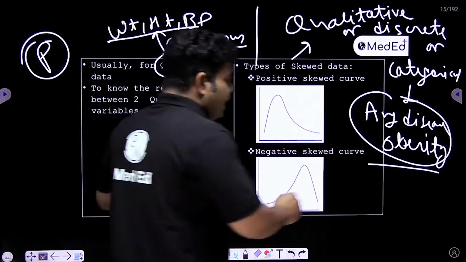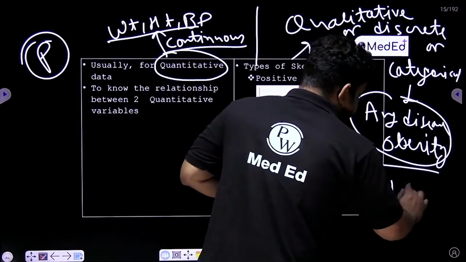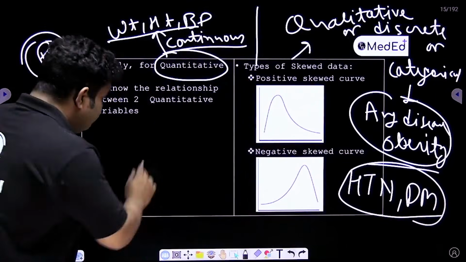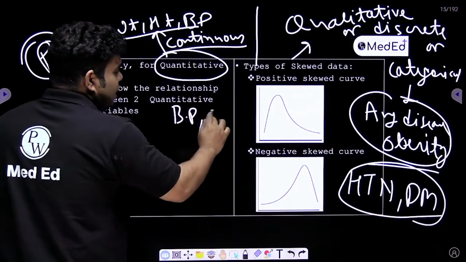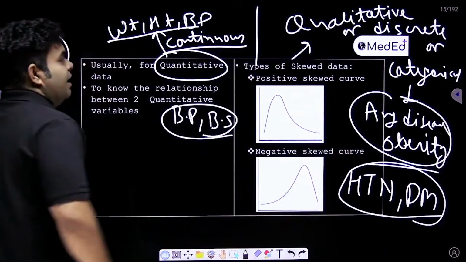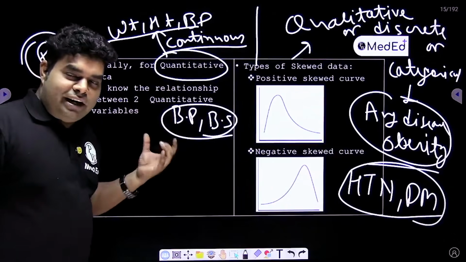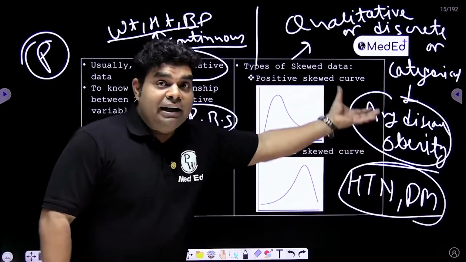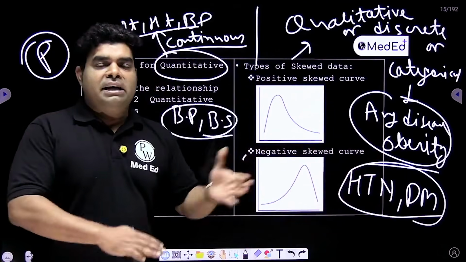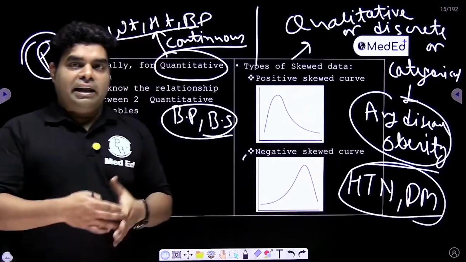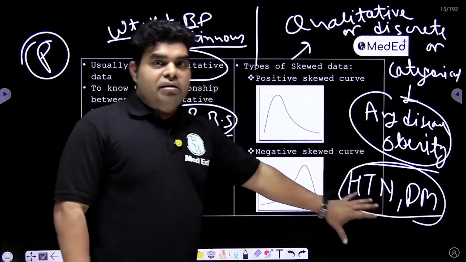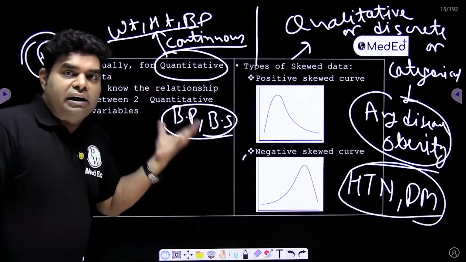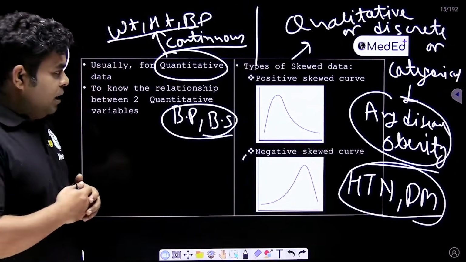For example, hypertension and diabetes mellitus are all qualitative. But the BP which we measure and the blood sugar which we measure are quantitative. BP is quantitative because we can measure it. Hypertension is categorical, qualitative, because hypertension is present, absent, or mild, moderate, severe. These are always categories. So diseases are always qualitative, and the data which is measured in those diseases is quantitative. A very common area of question. I hope you will remember.